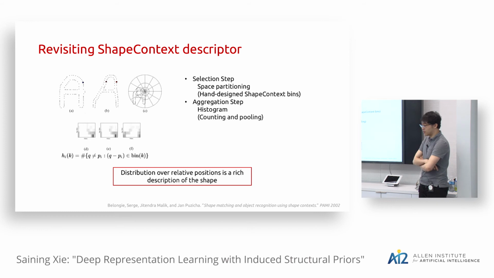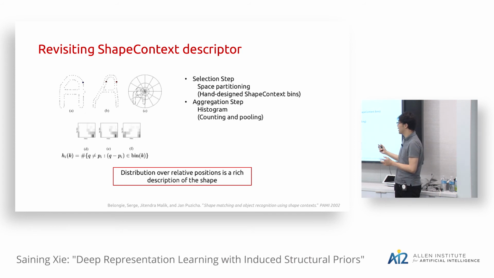Okay, I want to first revisit the traditional shape context descriptor. It's really simple, okay? The task is to find the correspondence between two shapes in 2D. First, you sample some contour points on your shape. Then you can create a shape context kernel, which is a log-uniformly distributed partitioning of the neighboring space.